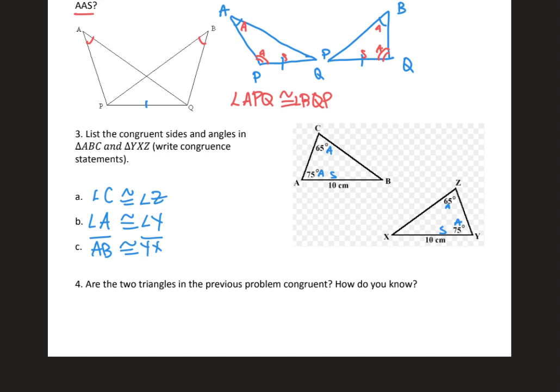And then it says, are the 2 triangles congruent? Yes, they're congruent. And it says, how do you know? And that's using the triangle congruence postulate. So by AAS, because we have 2 consecutive angles and a non-included side.